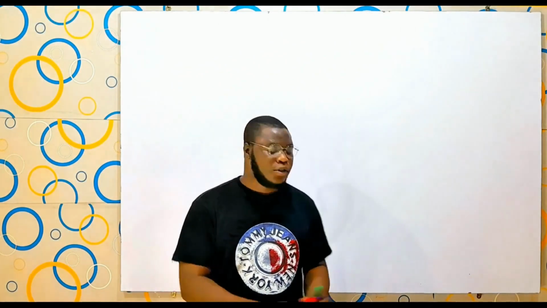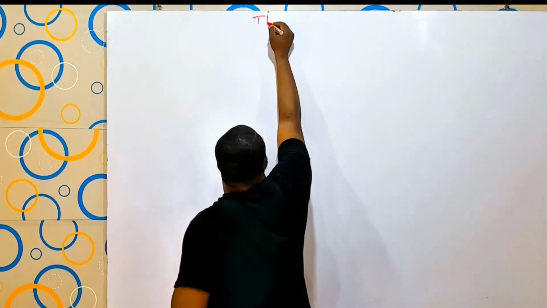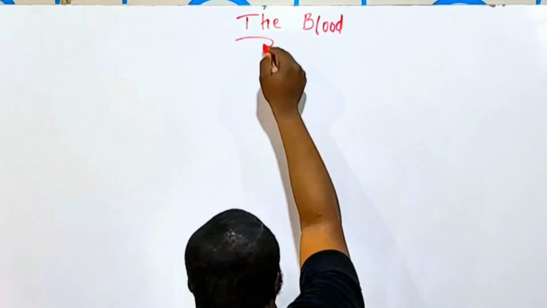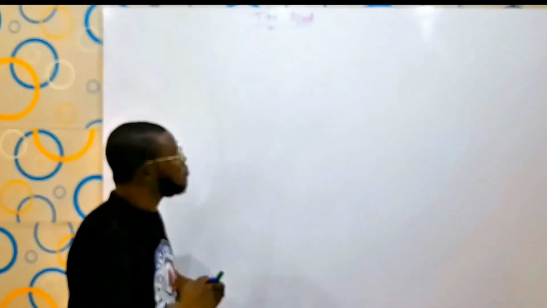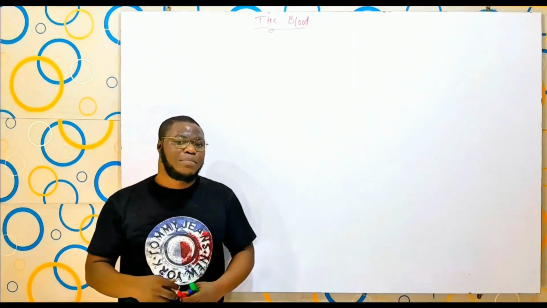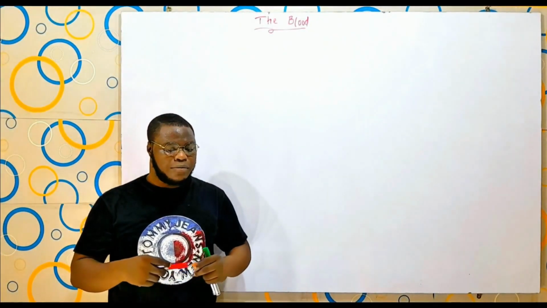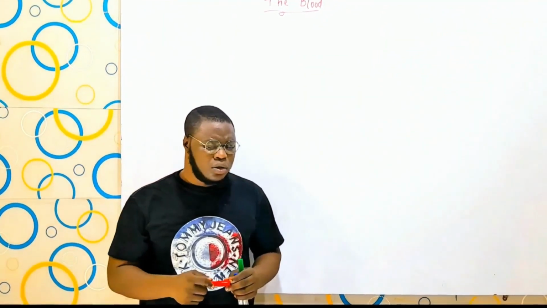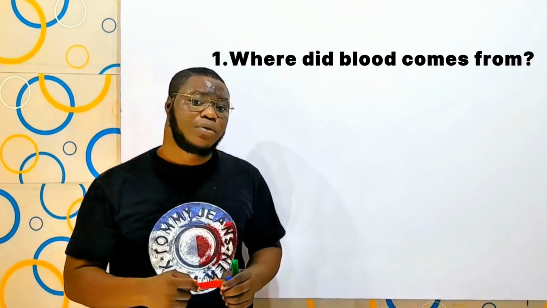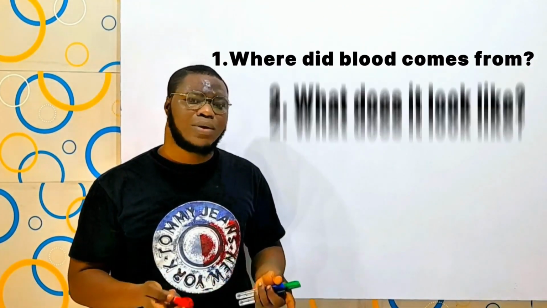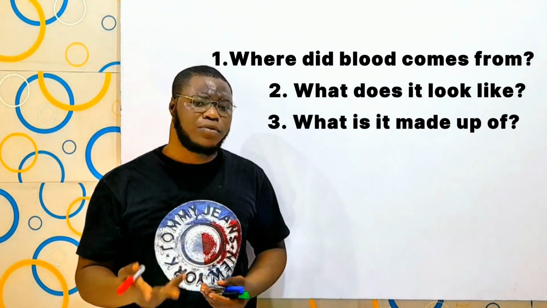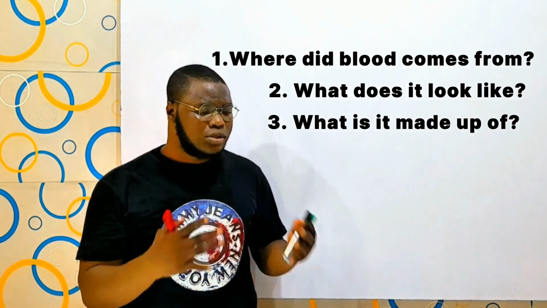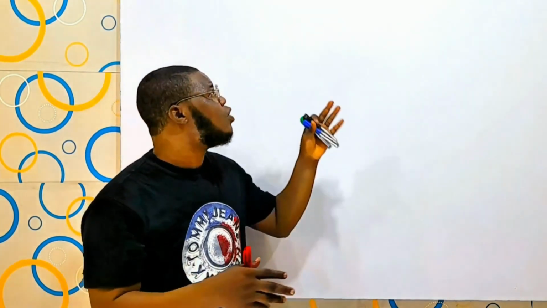Now, talking about the blood. If you want to understand the blood, you have to ask yourself some questions. First of all, where do you think the blood comes from? What does it look like? What is it made up of? What is its function? Now, the most important question of all: where does this blood come from?